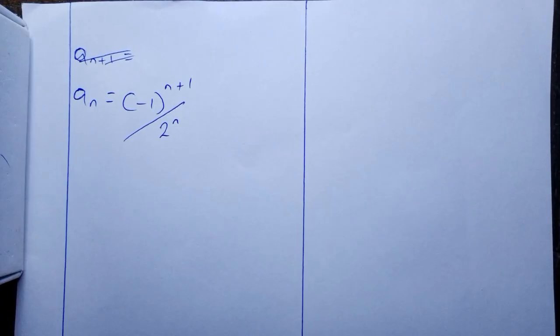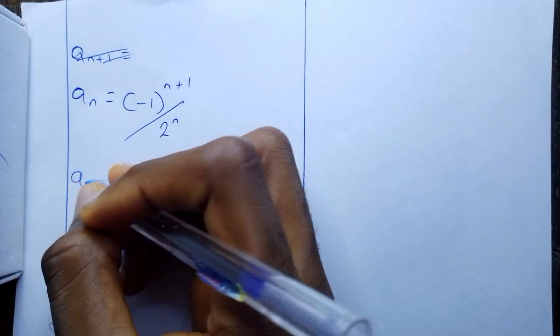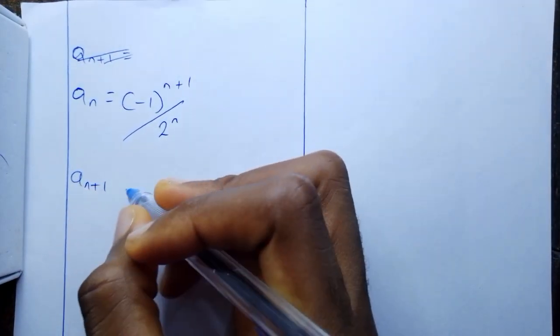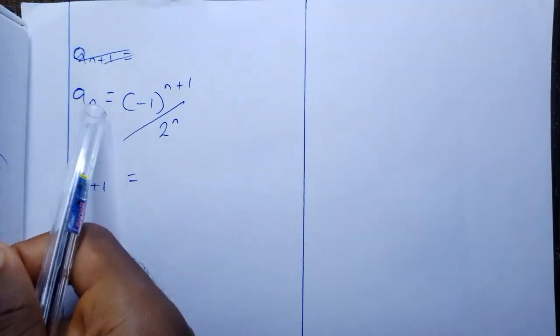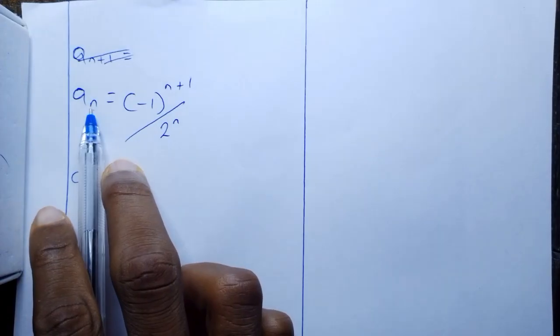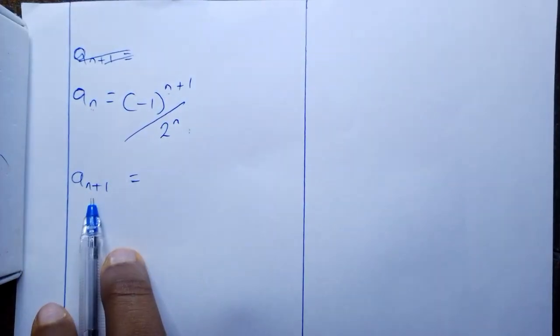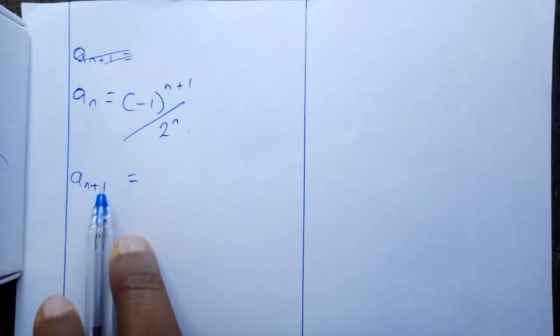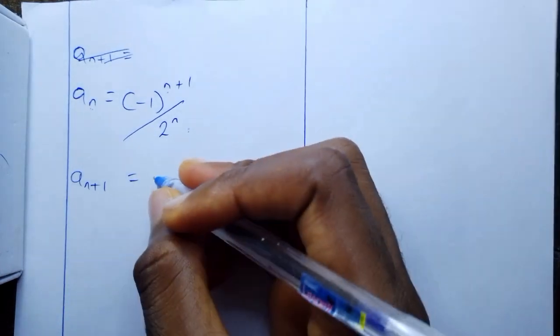This is our a_n. Now to get our a_(n+1), or a subscript n plus 1, wherever you see n, you put n plus 1 in this equation here, because this is a_n and we have n. This is n plus 1. Wherever you see n here, you put n plus 1. Let's do it together. So we have minus 1.